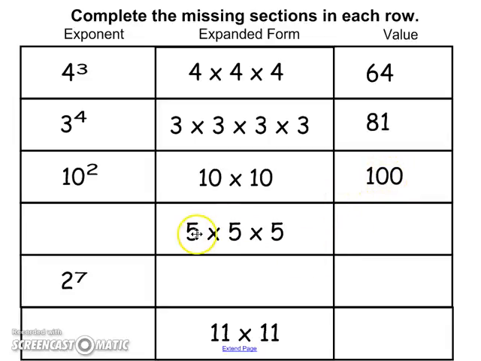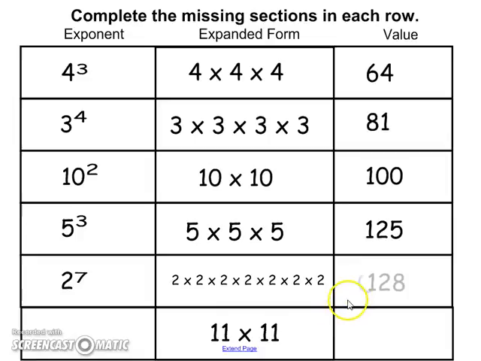But anyway, 3 5s is 5 to the 3rd power. 5 times 5 is 25. 25 times 5 is 125. 2 to the 7th is obviously 7 2s multiplied together. I had to shrink them down a little bit to get them to fit in the space. 7 2s multiplied together is 128. And 11 times 11, well, that's 2 11s, so that is 11 to the 2nd power. 11 times 11 is 121.